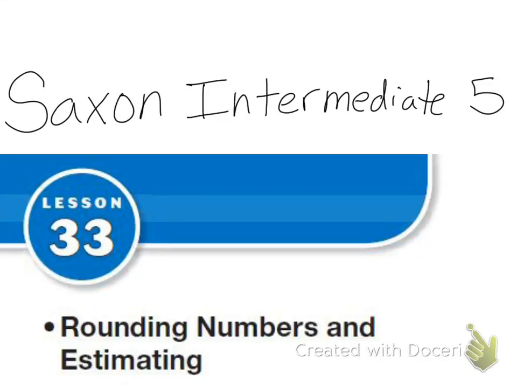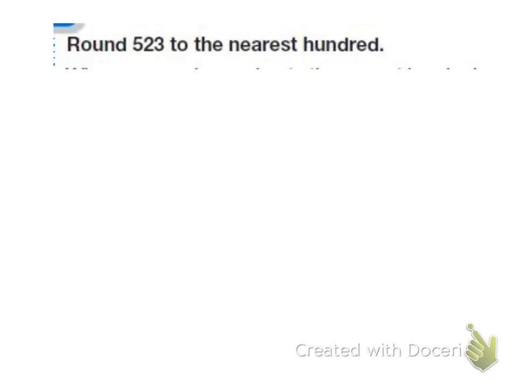Hello everyone, today's lesson is lesson 33, rounding numbers and estimating. Now sometimes we don't need to know the exact amount to describe a situation. And in that case we can round numbers to a specific place value. So here it says round 523 to the nearest hundred.